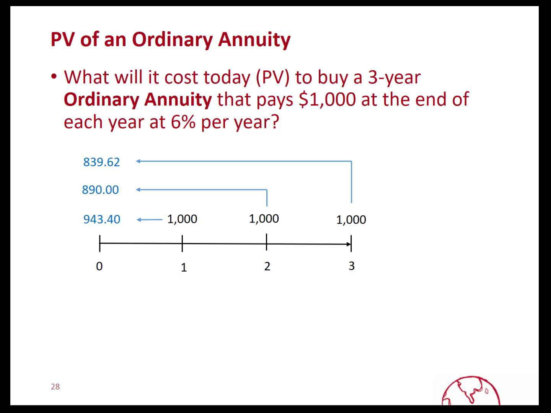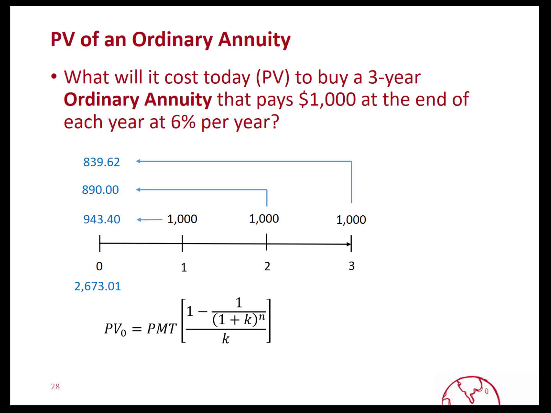For the second, it's going to be less because we're going to earn 2 years of interest and we're going to have compounding. Similarly, for the third payment, we're going to invest a smaller amount because it's going to compound over those 3 years. Okay, so the sum of those different present values is going to be $2,673.01. That is the present value of this ordinary annuity.